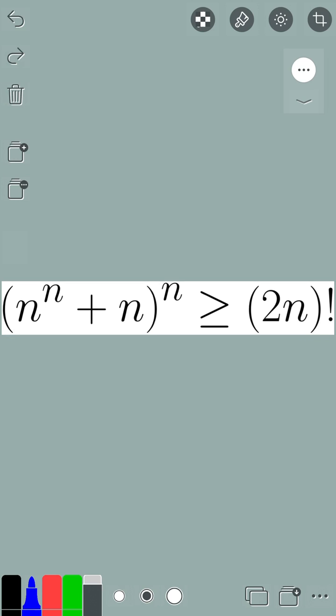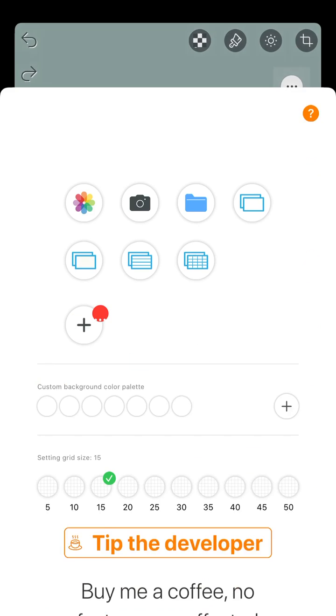So we'll prove this for all positive integers, all natural numbers. I proved this in two ways, and in this video I'm going to show you the first way. So let's move on to the proof.